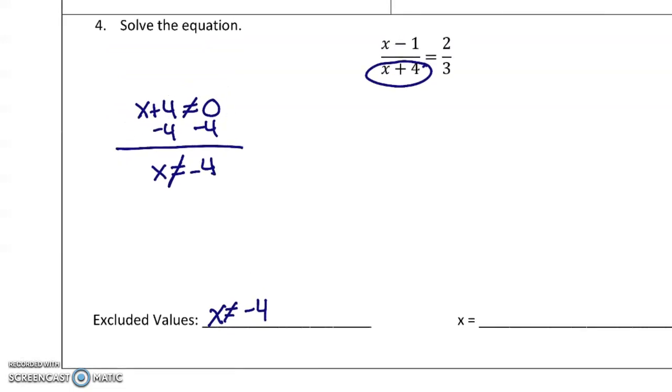Is there another bottom of the fraction? Yes, a 3. Can 3 ever equal 0? No. So it's irrelevant. We don't need it. If you want to put it, you can. But it's irrelevant. You don't need it.